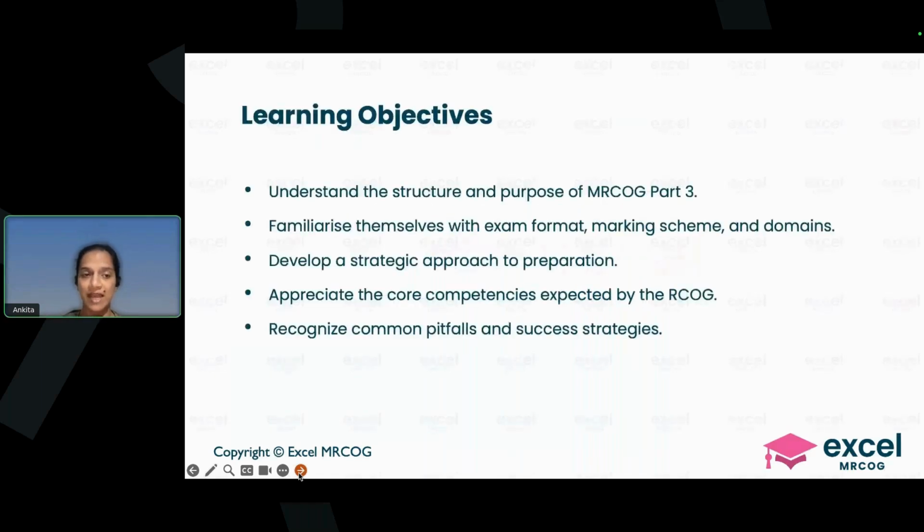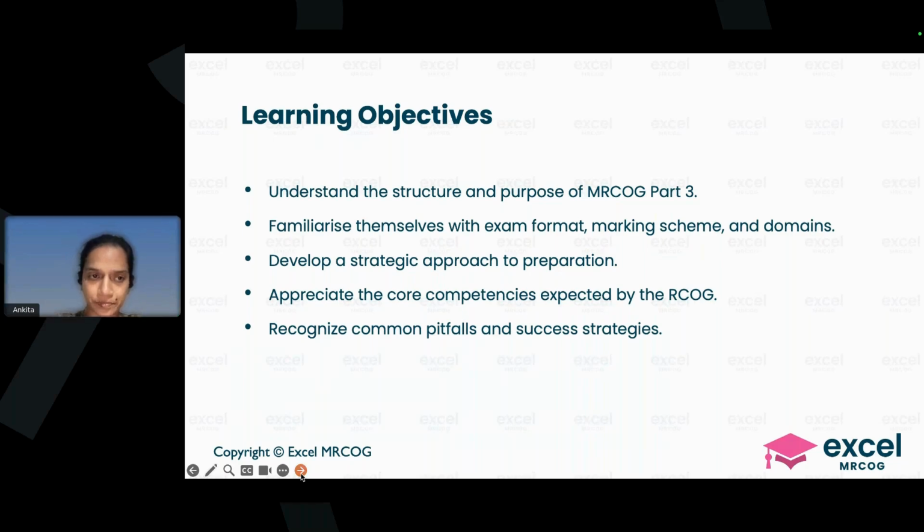So what we are going to look at is basically we need to understand the structure and the purpose of the MRCOG Part 3 exam. That's important for us to know because our preparation for the exam would depend on how the exam is conducted. We need to familiarize ourselves with the exam format, the marking scheme and domains, and we need to have a strategic approach to preparation. The core competencies expected we would need to know, and recognize certain common pitfalls and success strategies that we would be discussing.